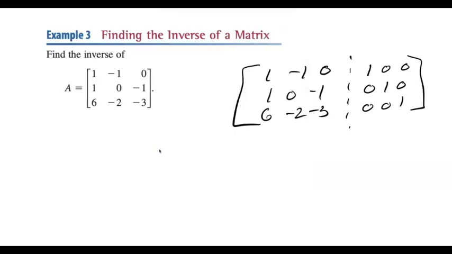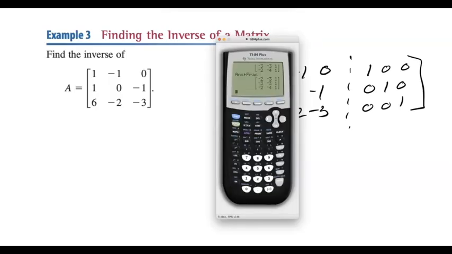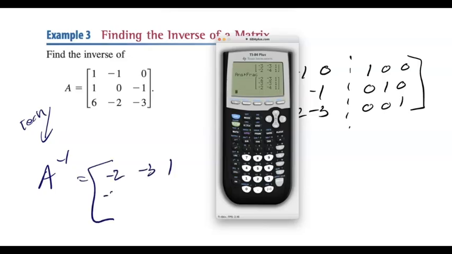Actually, just to show you, well, first, let's write down our answer. Our inverse here, using the calculator, we're going to use technology, is negative 2, negative 3, 1, negative 3, negative 3, 1, negative 2, negative 4, 1. Let me show you.